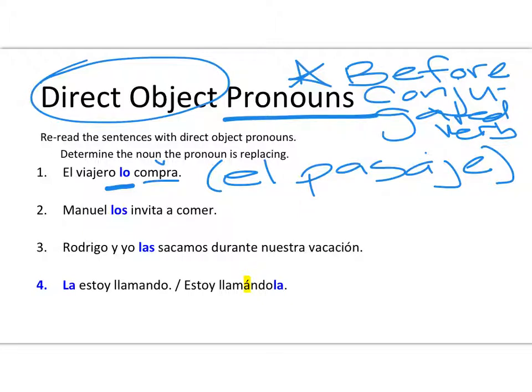And in English, there's no variation. Subject, traveler, buys, verb, object, it. It's the same. However, in Spanish, word order varies. And now we no longer have subject, verb, object. Number 1 is now subject, object, verb.